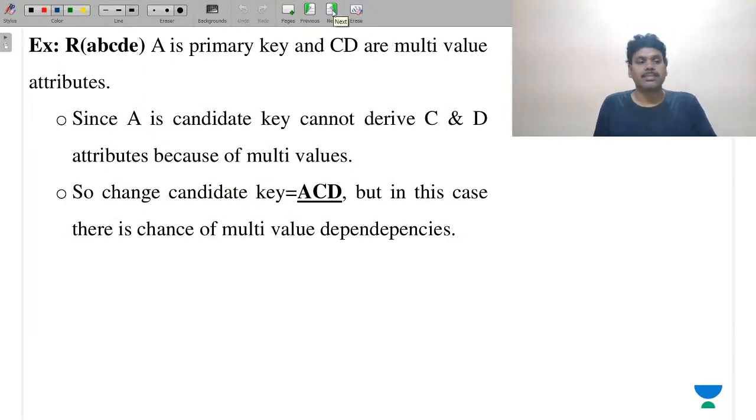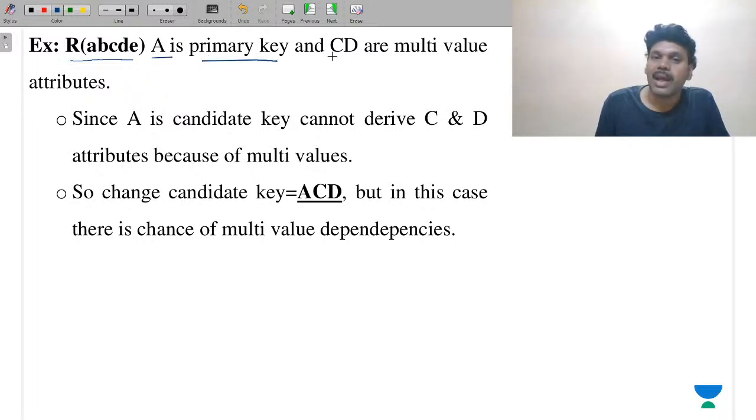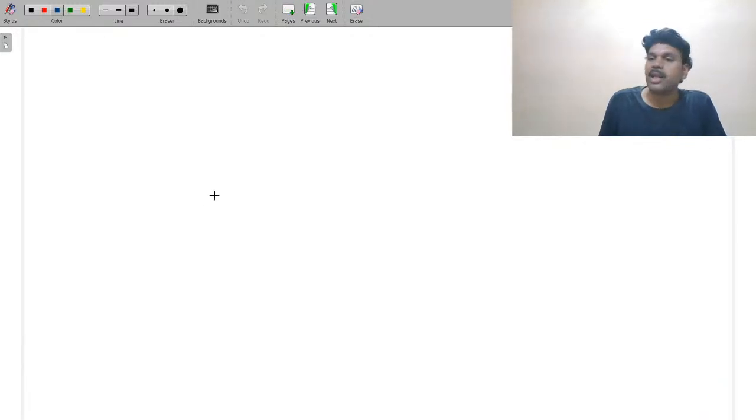Let us see the example here. R is given with A, B, C, D, E, and it says that A is the primary key and C and D are multi-value attributes. Now you start thinking like this. Let me give one sample example.